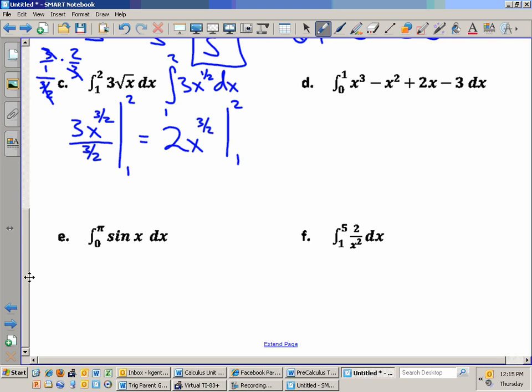So now I'm going to plug in 2 and I'm going to plug in 1. So what is 2 to the 3rd? 2 to the 3rd is 8. And then I take the square root of it. So the square root of 8. So 2 roots of 8. Minus, and then we plug in 1. What's 1 to the 3rd? 1. Square root of 1 is 1. So minus 2. 2 roots of 8. What is root of 8 reduced down to? 2 roots of 2. So I'll have 4 roots of 2.